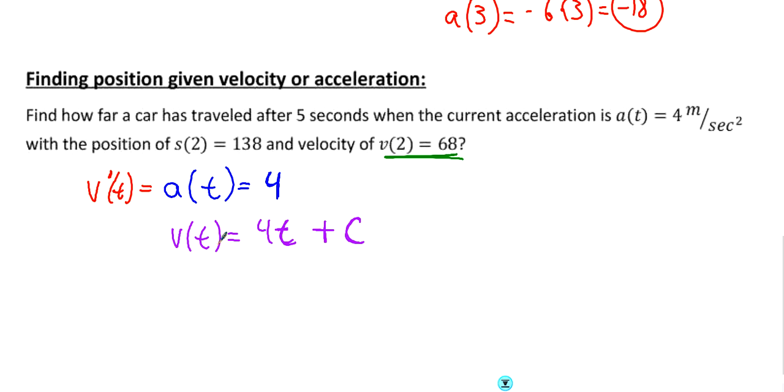It's kind of like what we did back in Algebra 1 when we were trying to find the y-intercept, and we'd plug in a point into x and y and solve for the b at the end. That's what we're going to do here. We're going to say, well, if I plug in 2, I should get 68. So 68 has to equal 4 times 2 plus c.